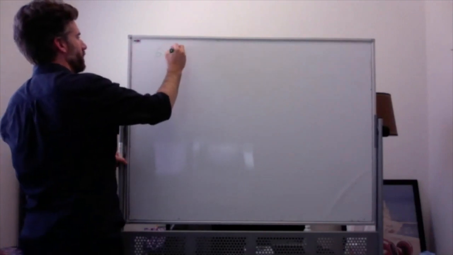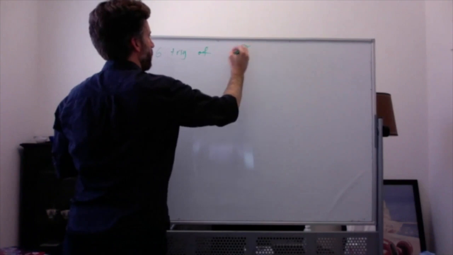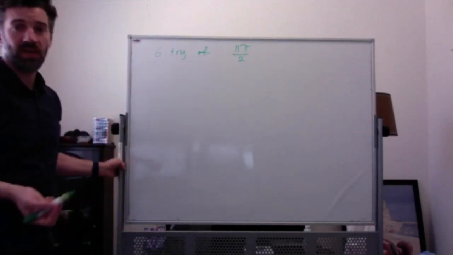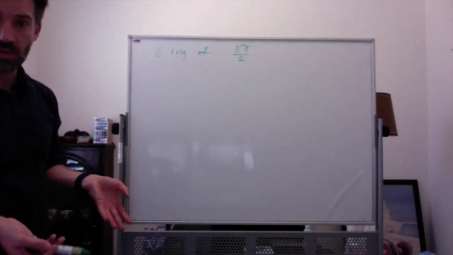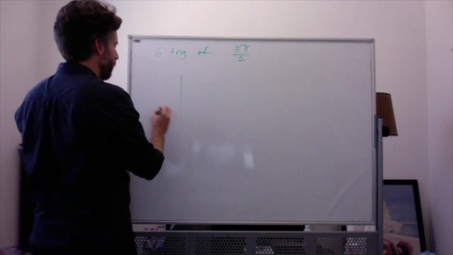There's one other thing I wanted to point out. So let's say I want to find the 6 trig functions of 11 pi over 2, which is definitely more than a full revolution. So I kind of want to know where I end up. And so here's what I want to point out.